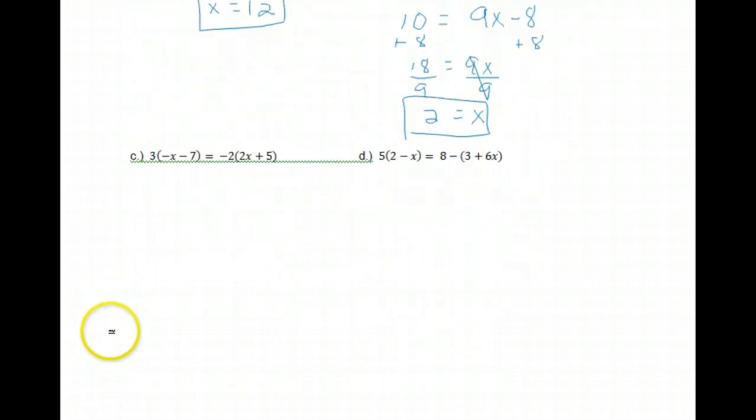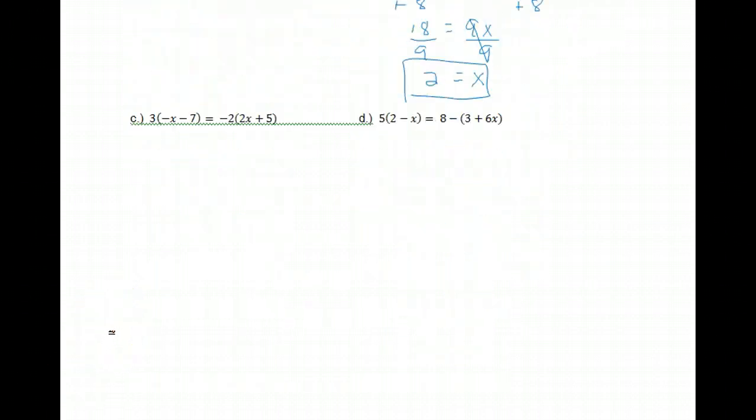At this point, I would like for you to go ahead and solve problems C and D. Pause the recording, solve the problems, and when you're ready, play the recording and we will go over the answers together. Okay, by now you should have solved both problems C and D, and you should be ready to go over the answers with me.